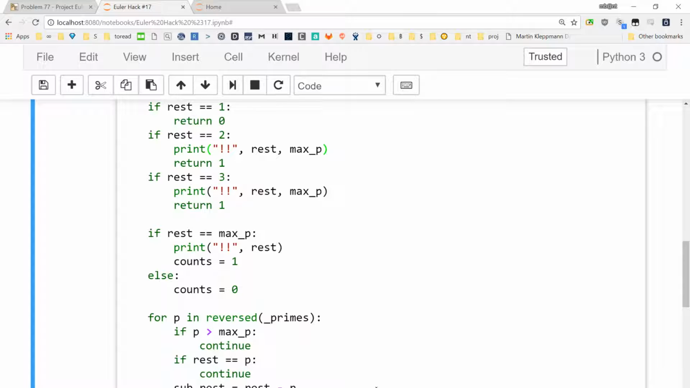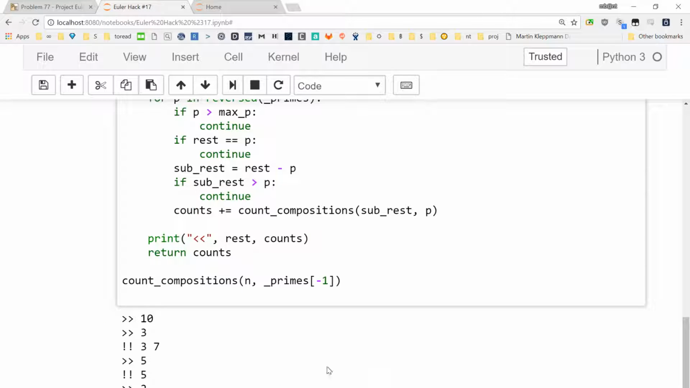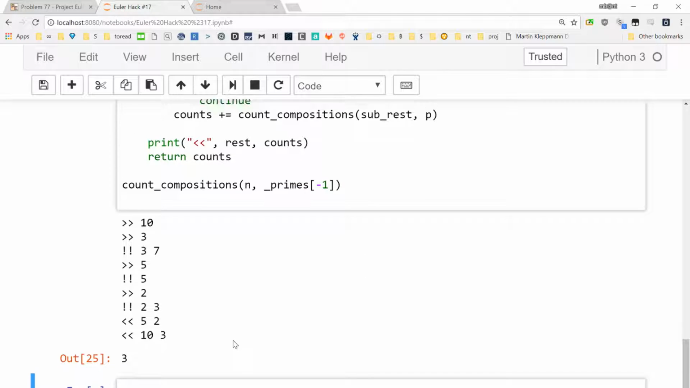So let's see. I think this is if sub rest greater p, also continue. Greater or equal for the 5. Oh, yeah.